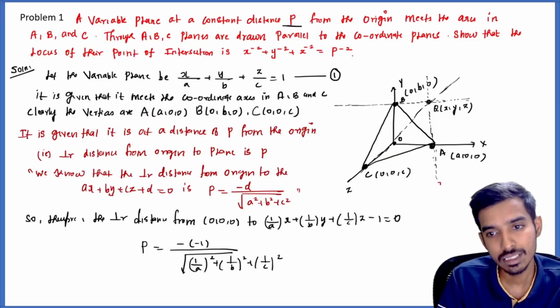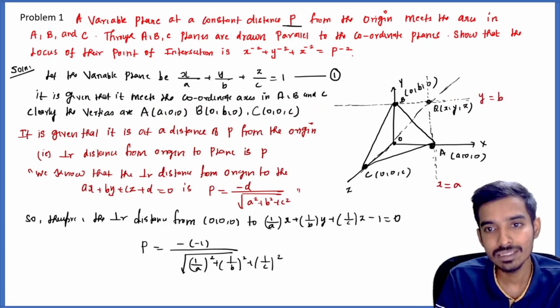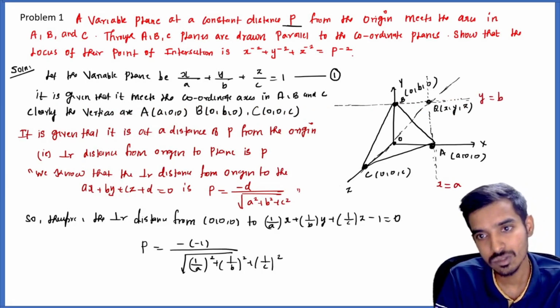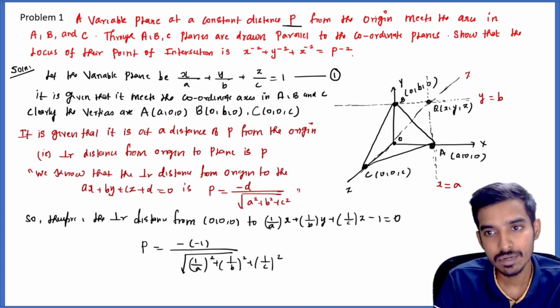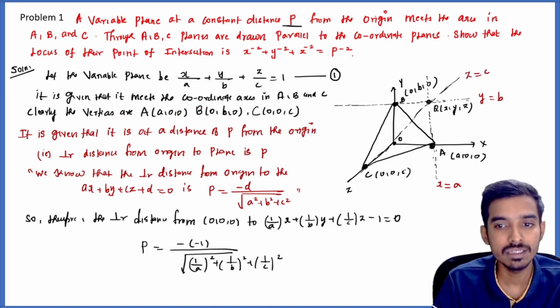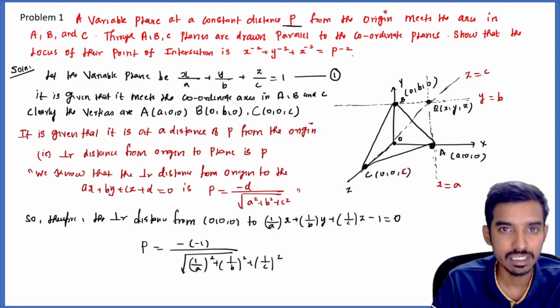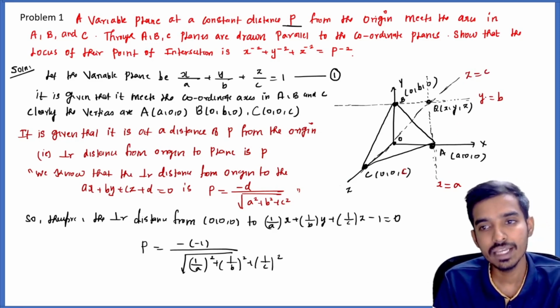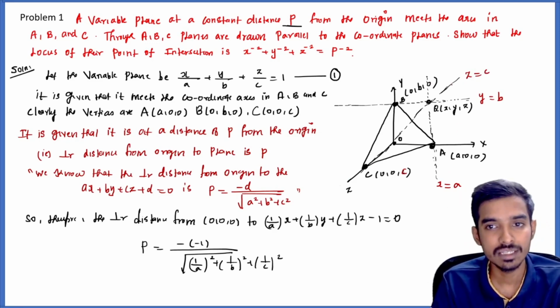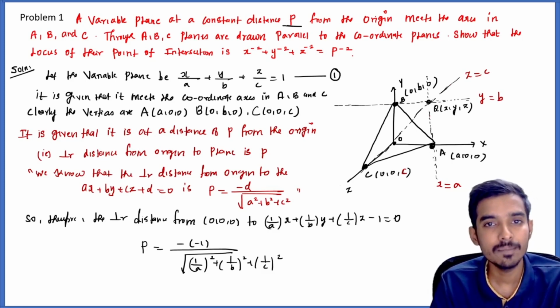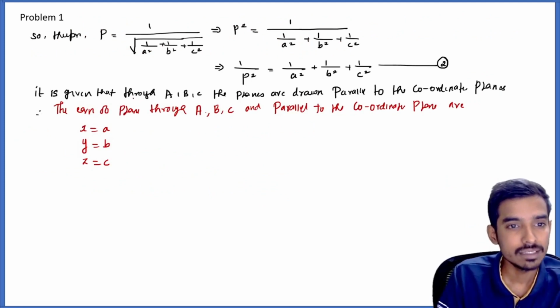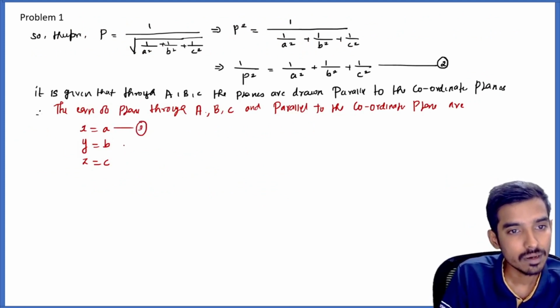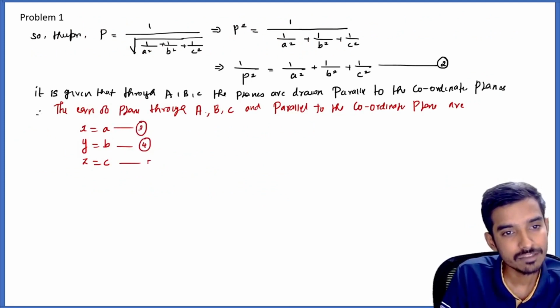Yes or no? This is nothing but x is equal to a, this is y is equal to b. Why? Because this point is (0,b,0), so it is passing through b, and this is z is equal to c, because this point is passing through c. So therefore x is equal to a, y is equal to b, z is equal to c is the equation of the plane passing through A, B, C and parallel to the coordinate plane. Call these 3, 4, 5.